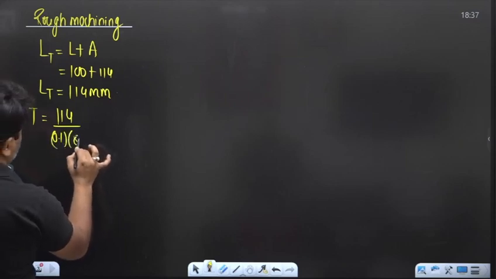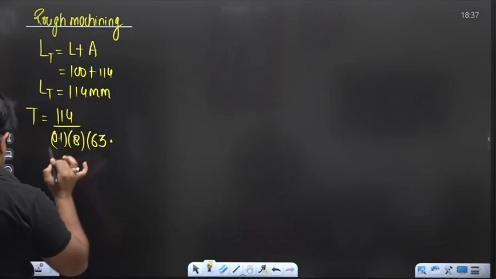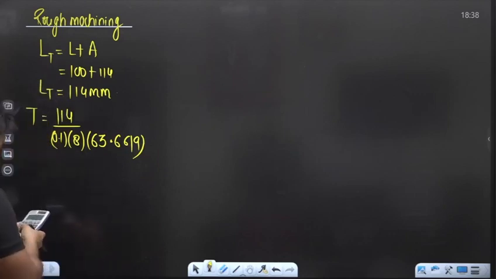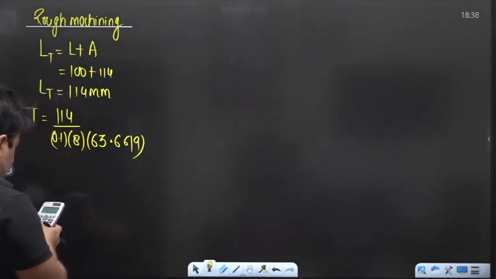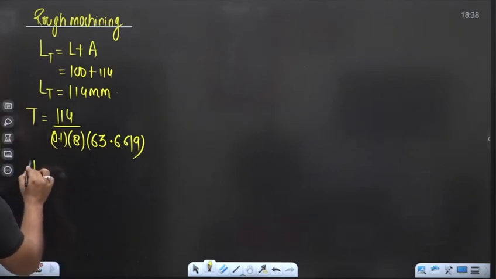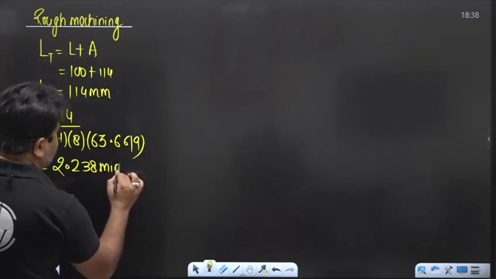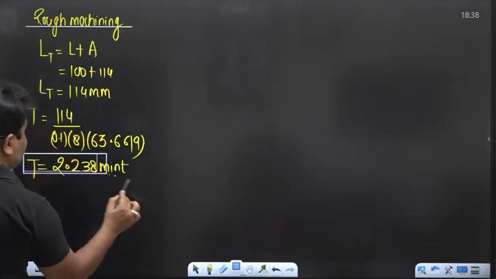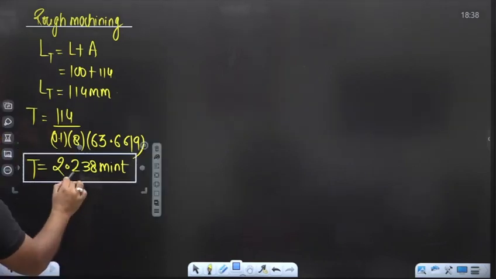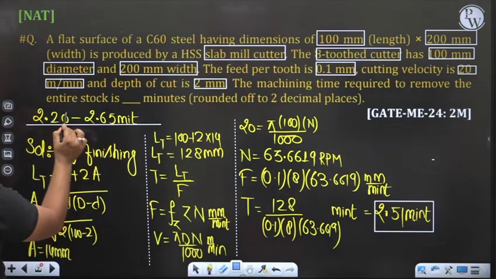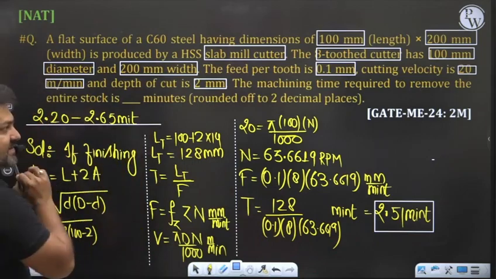0.1 into 8 into 63.6619. So here the machining time comes to 2.238 minutes. You can see it also comes within the range: 2.238 is greater than 2.202, and 2.51 is less than 2.65.